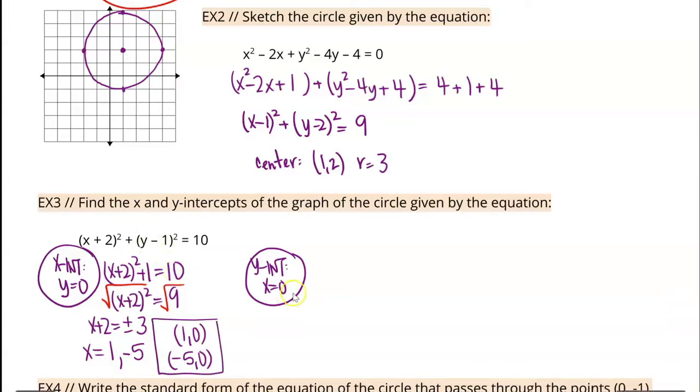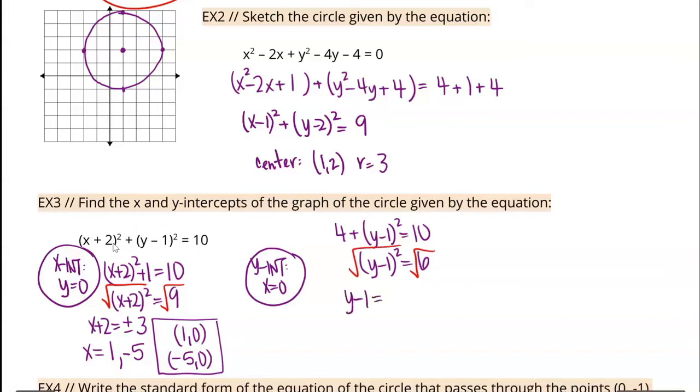Like I mentioned before, y-intercepts occur when x equals 0. So I'll plug that in. This will be 0 plus 2 squared is 4, plus y minus 1 squared is equal to 10. I'm going to do the same thing, solving by square roots. So subtract 4 from both sides. Take the square root. Don't forget about the plus or minus.